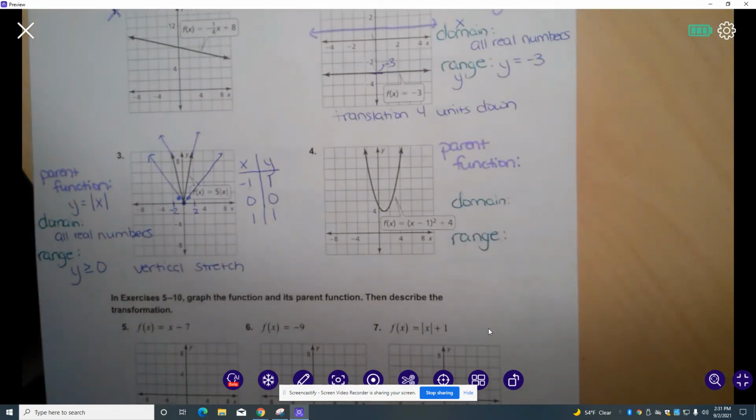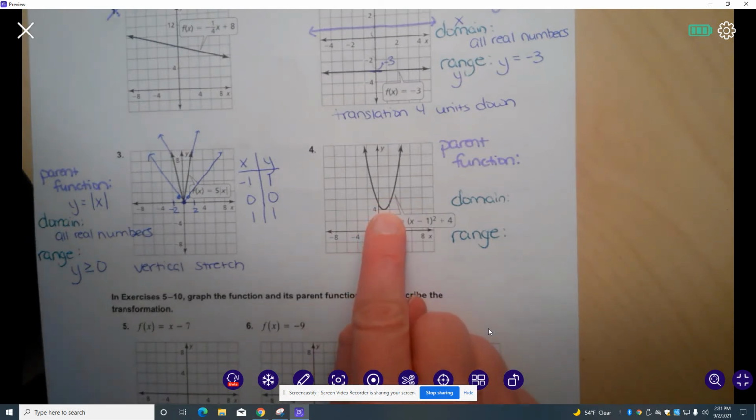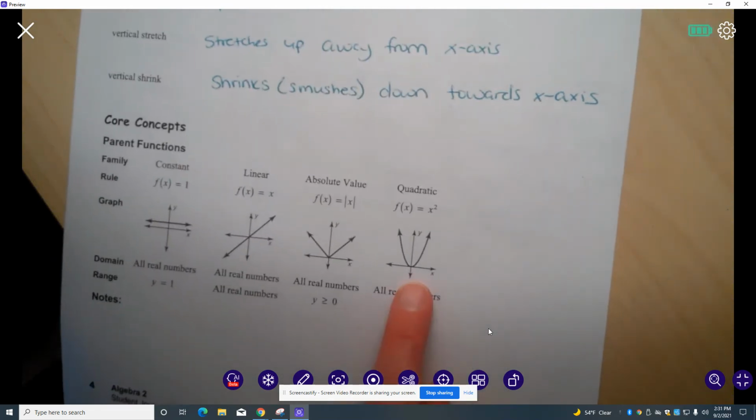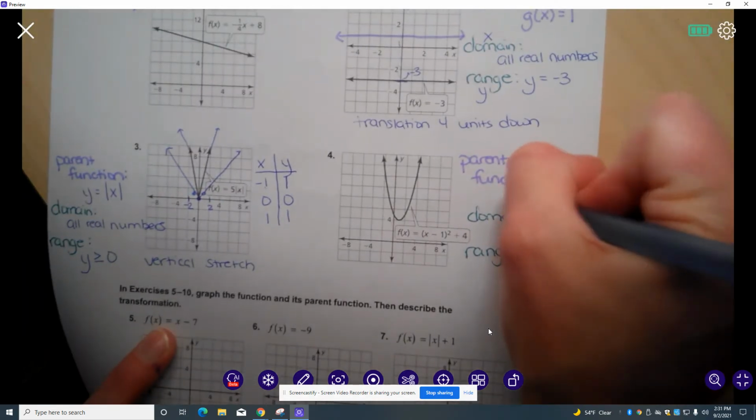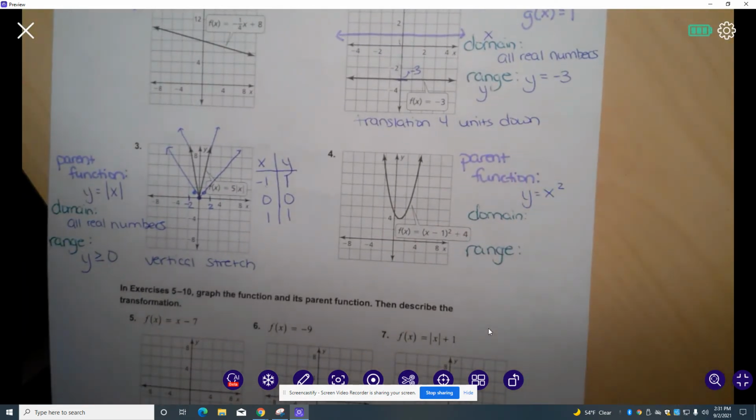Number 4, this graph is a parabola. Okay, a parabola has that U shape. That means it belongs to the quadratic family. So the parent function is x squared, y equals x squared. Again, let's graph that so we can compare our graph to the parent function.